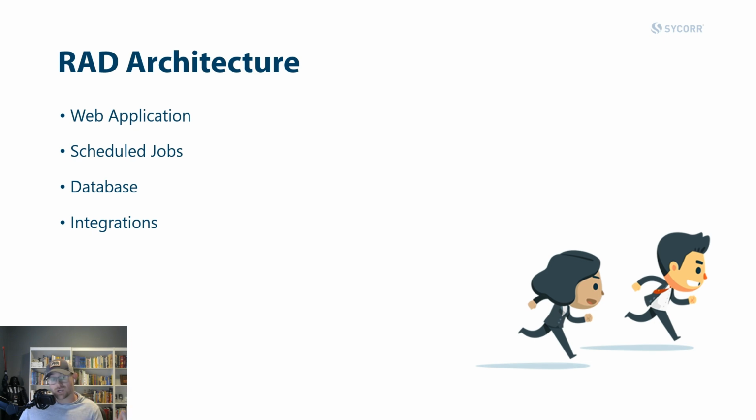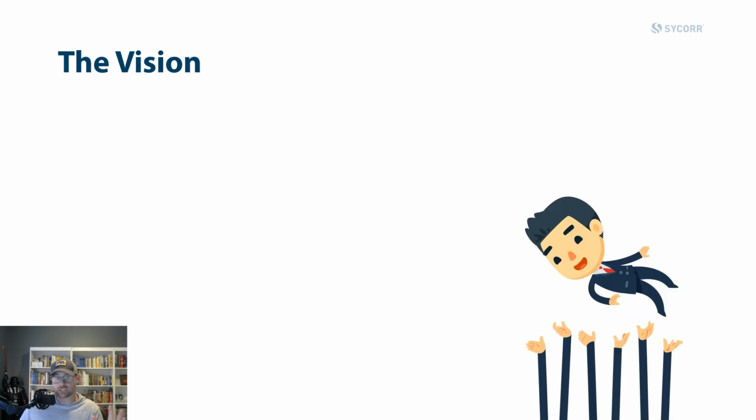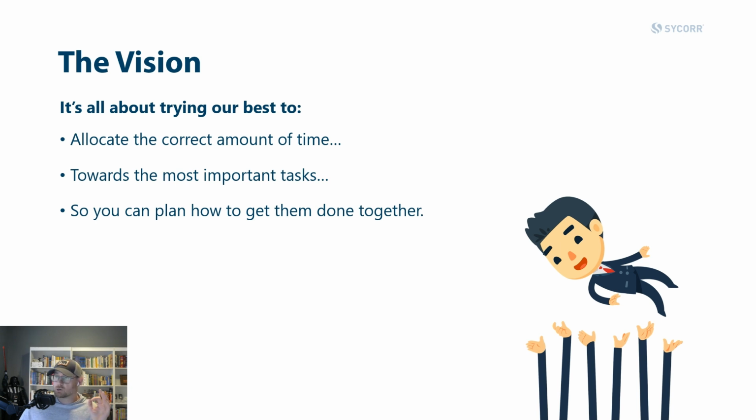So just to conclude, I want to reiterate what the vision is. The vision is it's all about trying our best to allocate the correct amount of time towards the most important tasks so that you can plan how to get them all together as a team. The more you divide and conquer, the closer you're going to get to your end goal of having a proof of concept, but hopefully something that is far beyond what you should be able to do within 48 hours, on the path of maturity to being production ready for other credit unions that may or may not be present at CU Build.